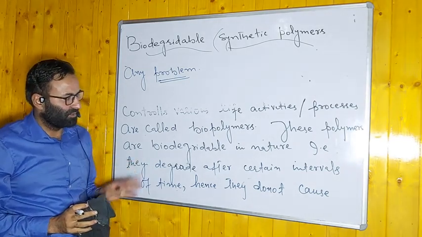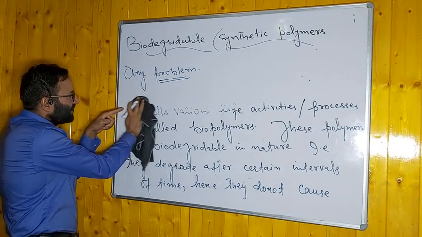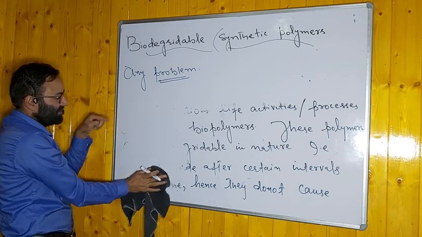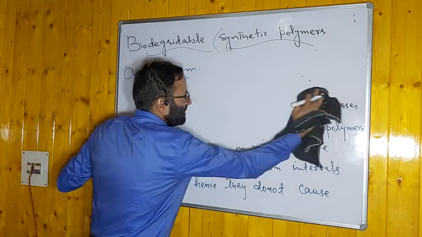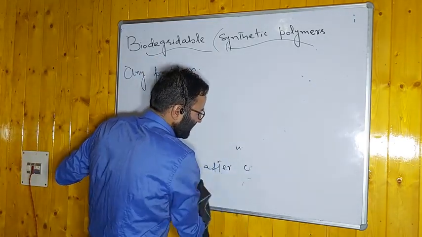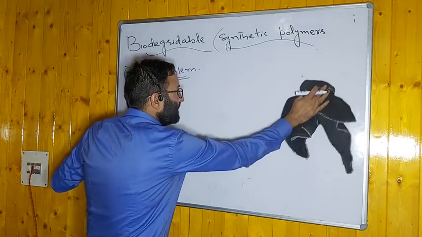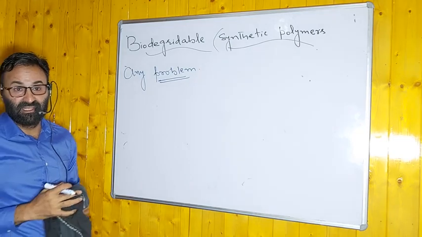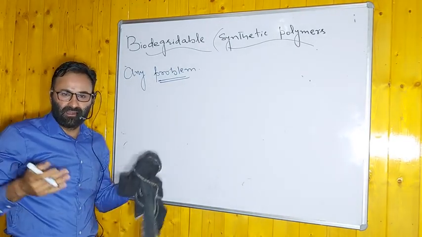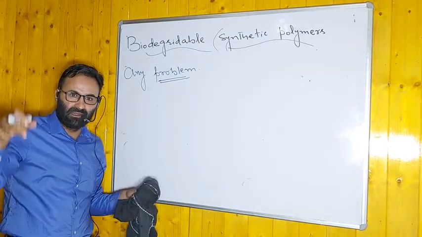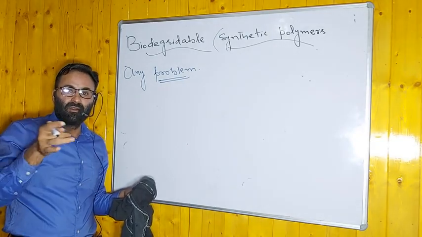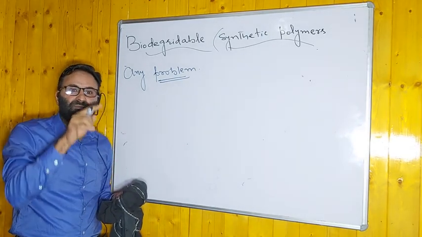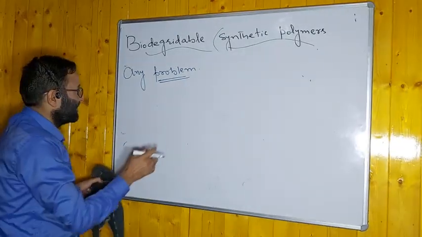It means the biopolymers, their wastage, their disposal is not a problem for us, because they do not cause any pollution problem. Now we will relate this topic with synthetic polymers. You know synthetic polymers like polythene and PVC are non-biodegradable in nature. They do not degrade either in the biological system or in the environment. Hence, they cause pollution problem. Remember this point.